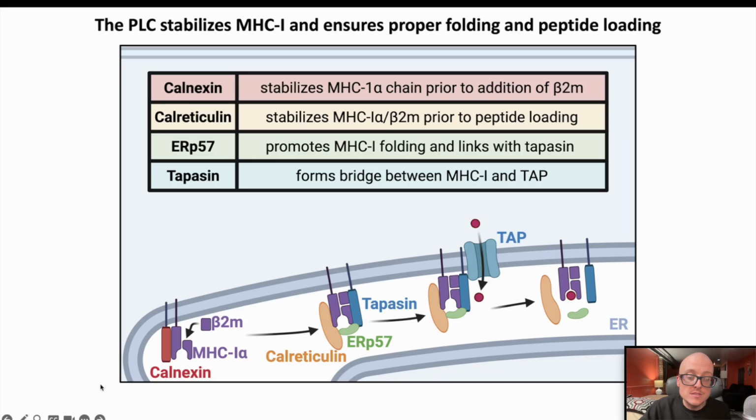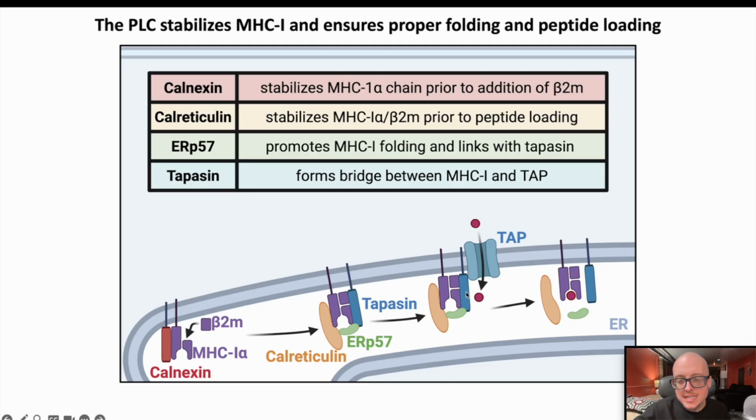So the successful conjugation of MHC class 1 with beta 2 microglobulin allows calnexin to pass the molecules off to some additional chaperone molecules, which are listed here. We have calreticulin, which serves as an important chaperone for holding the alpha chain and beta 2 microglobulin together, as well as ERP57, which facilitates some of the processes of folding, as well as serves as a physical link with a very important chaperone called tapasin. And tapasin's main function, you can see that it has tap in its name, is to serve as a physical bridge, a physical link to tap.